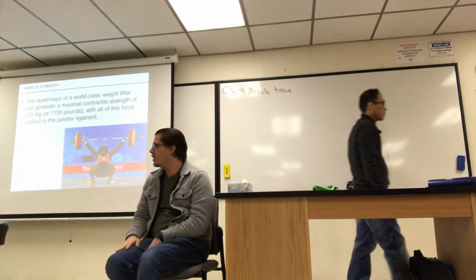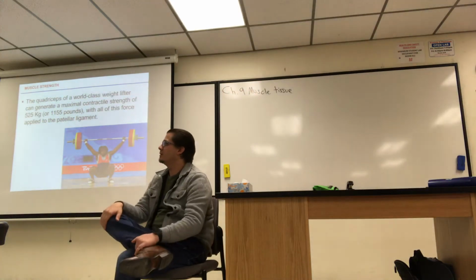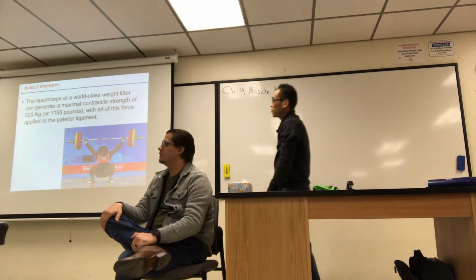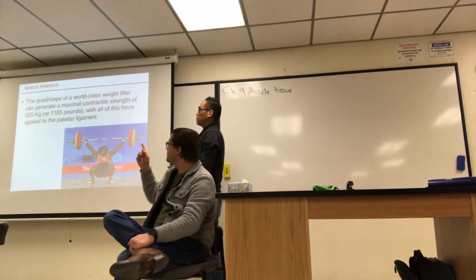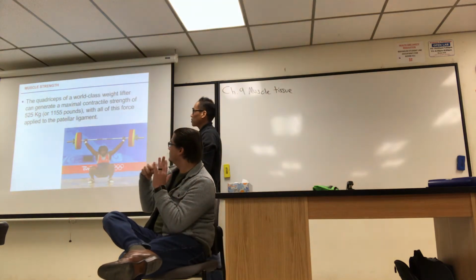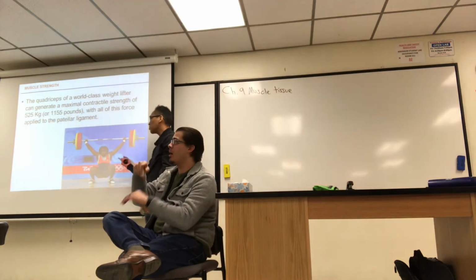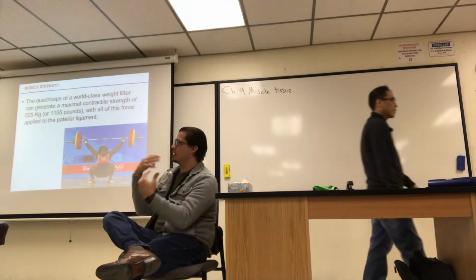So I start off with a picture of a world-class weightlifter. He's trying to execute a lift. The quadriceps of a world-class weightlifter can generate maximal contractile strength of about 1155 pounds. That's a lot of force. And all the force is applied to the patellar ligament right there. That's usually what we think about when we think of muscle, the strength it provides for our body.